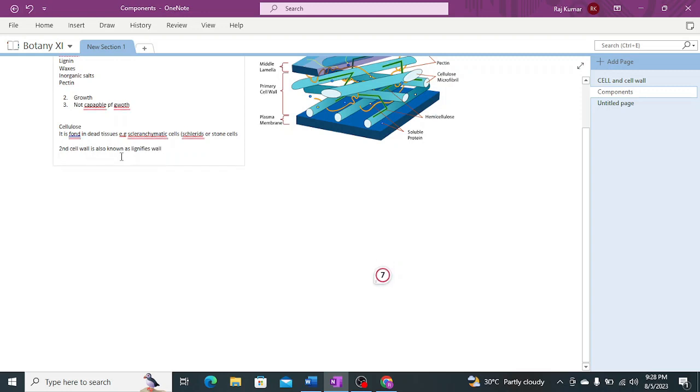Why is it known as a lignified wall? Because it is made up of lignin. And the primary wall is also known as the pectinized cell wall, because it is made up of pectin as a major component.